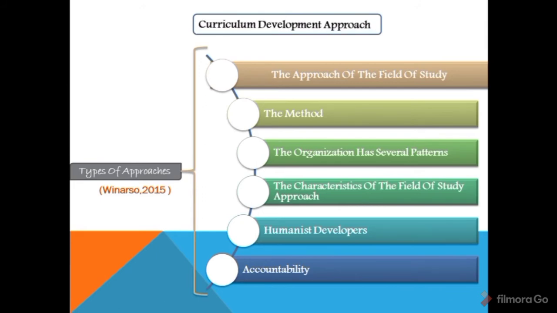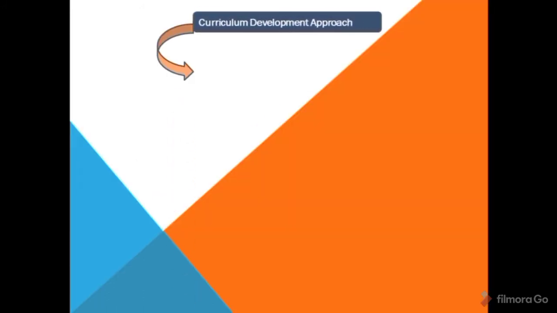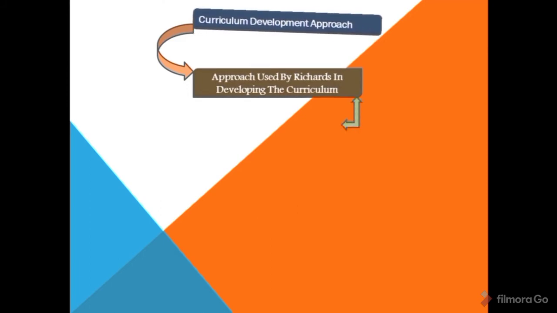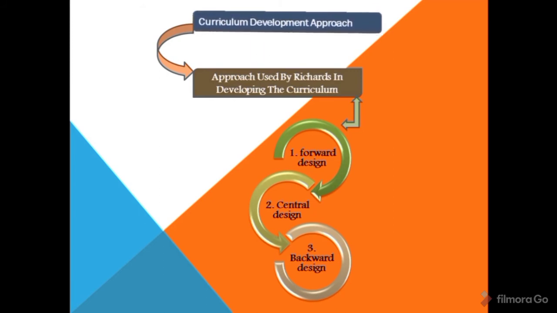Meanwhile, after understanding the components from Winnerso, let us see the approaches used by Richards in developing the curriculum. First, forward design is curriculum development starting from syllabus planning, then methodology and assessment of learning results. The second approach is central design, which is an approach that initiates the development of the curriculum from the process and method in the class. Topics and learning outcomes are not specifically described from the beginning and will be determined in detail when the curriculum is implemented. The final approach is backward design, where curriculum development starts from the description of the results of learning first, and the method of learning and syllabus are developed from the results of study.